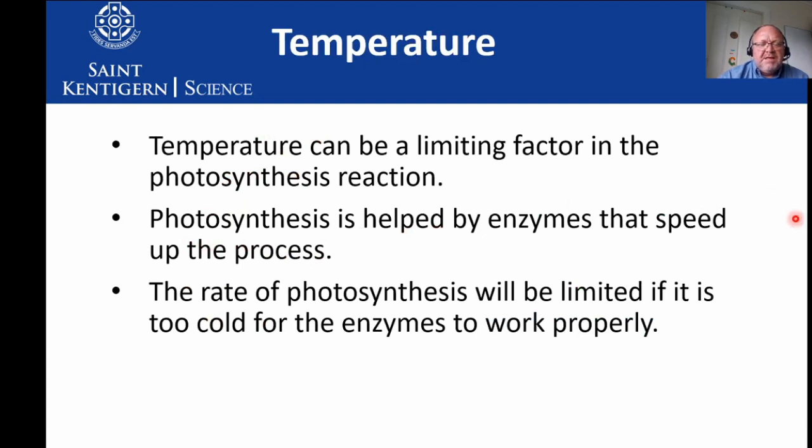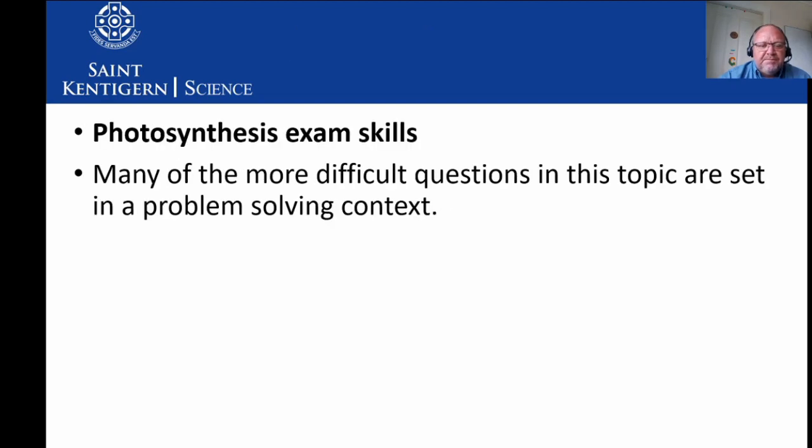Enzymes help to speed up because remember they're biological catalysts. The rate of photosynthesis will be limited if it is too cold for the enzymes to work properly. We learned about the optimum temperature of an enzyme, didn't we? And for humans we know that this is around about 37 degrees Celsius. So when the temperature is too high, they will denature, and that's a permanent change. However, when the temperature is too low, they will slow down, kinetic energy will slow down, and consequently they will not have as many successful reactions or successful collisions.